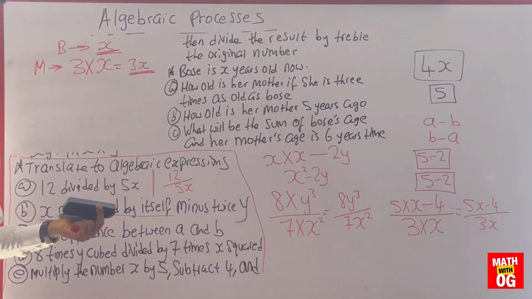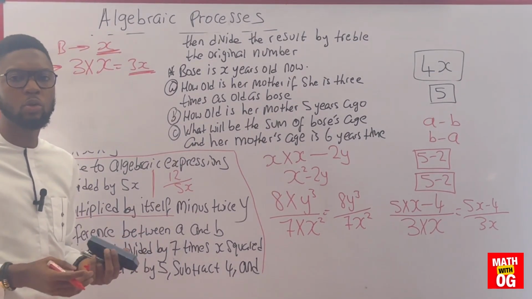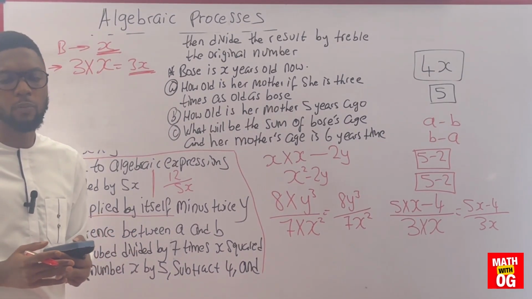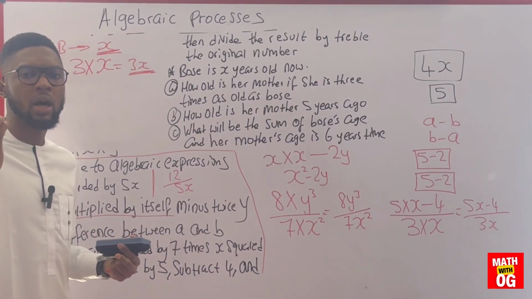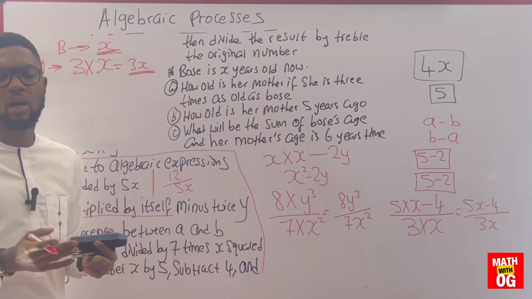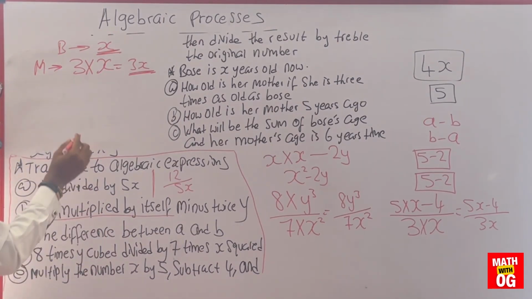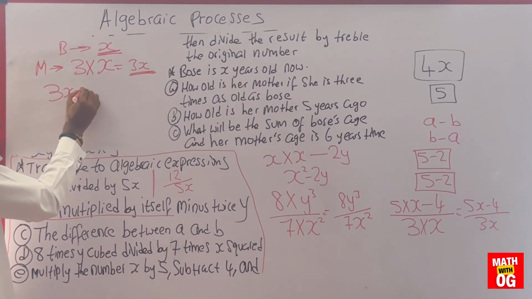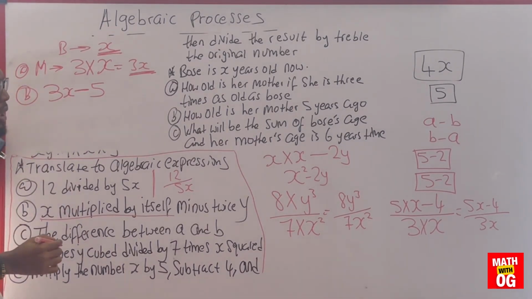How old is her mother 5 years ago? Now you agree with me that for someone who is 20 years old now, 5 years ago the person was 15 years old. Whatever your age is, how will you get your age 5 years ago? You simply subtract 5 years from your present age. Her mother's present age is 3x. So 5 years ago, her mother's age was 3x minus 5. So this is the B part.